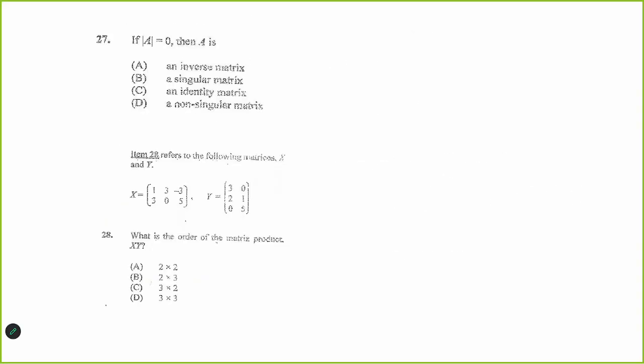Let's look at January 2018. If your determinant is equal to 0, then it is a singular matrix. What's the order of this matrix product? If this is 2 rows by 3 columns and this is 3 rows by 2 columns, the number of columns and the number of rows are equal, and if they are equal, therefore they are conformable to multiplication. So it'll be a 2 by 2 product.